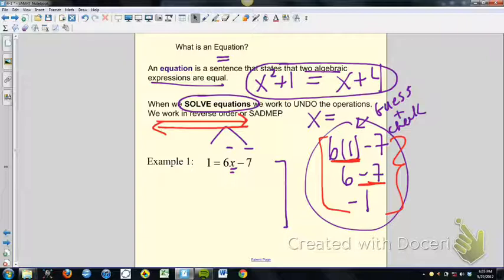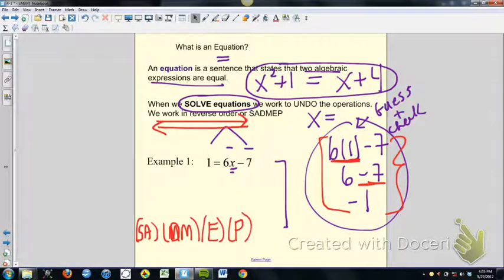So I like to call it SADMAP. Right? First get rid of subtraction and addition from left to right. Then get rid of multiplication or division, and multiplication, doesn't really matter, from left to right. And then you want to get rid of exponents, and then you want to get rid of parentheses. Okay, that's the order that you're going to do them in.